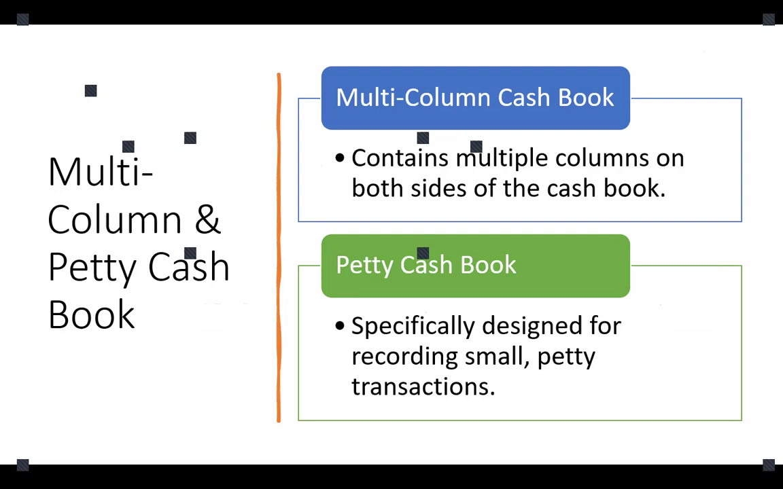Then multi-column and petty cash book. Let's talk about multi-column cash book. It contains multiple columns on both sides of the cash book. You may have a cash column, bank column, discount column, then any other information you need to put up with the cash book. That we call a multi-column cash book on both sides. Whatever columns you have created on the debit side, the same number of columns you need to create on the credit side as well.